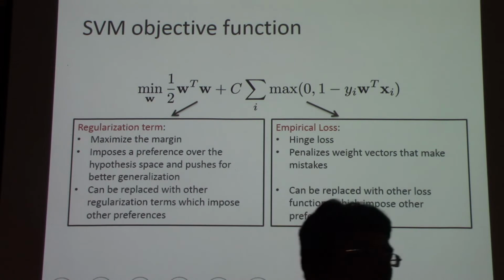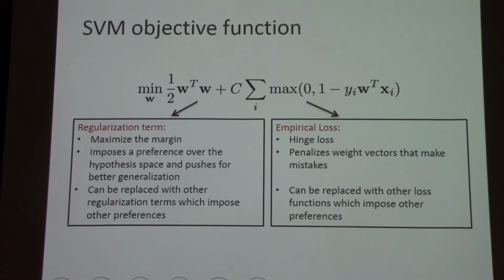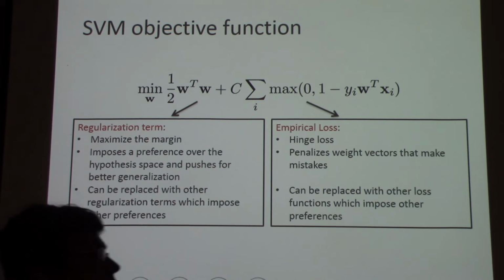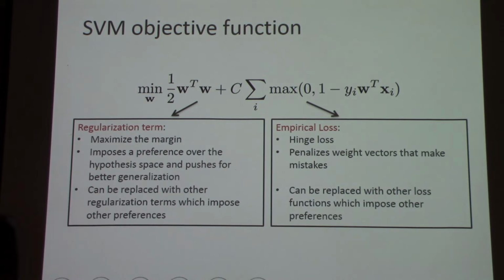And we saw some theory that said that larger margins imply better generalization. So the first term is a regularizer that effectively does capacity control, makes the classifier less expressive and hence more general. The second term is the empirical loss. For the SVM case, the empirical loss is the Hinge loss.